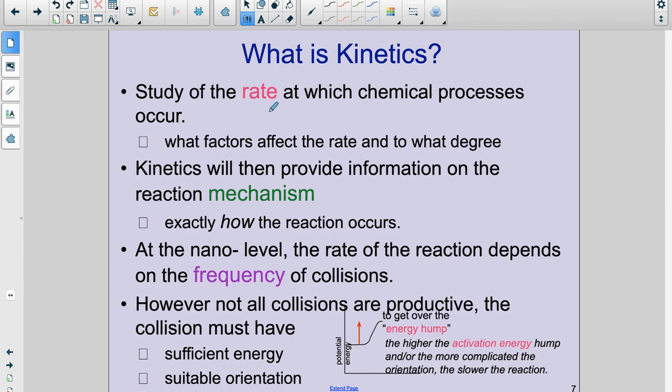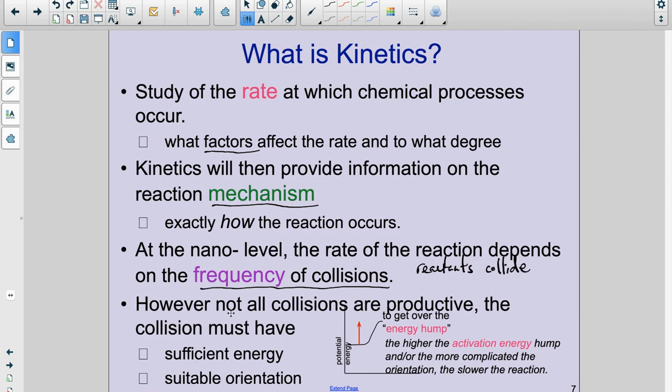So again, we're going to study the rate. We're going to figure out what factors affect the rate, and how much. Then we are going to be able to figure out what the mechanism is, how the reaction occurs. And then at the very particle level, the nanoscale level, we are going to think about the frequency of collisions between the reactants. The reaction can only happen if the reactants collide. The reactants must touch and collide in order to get a reaction to occur.